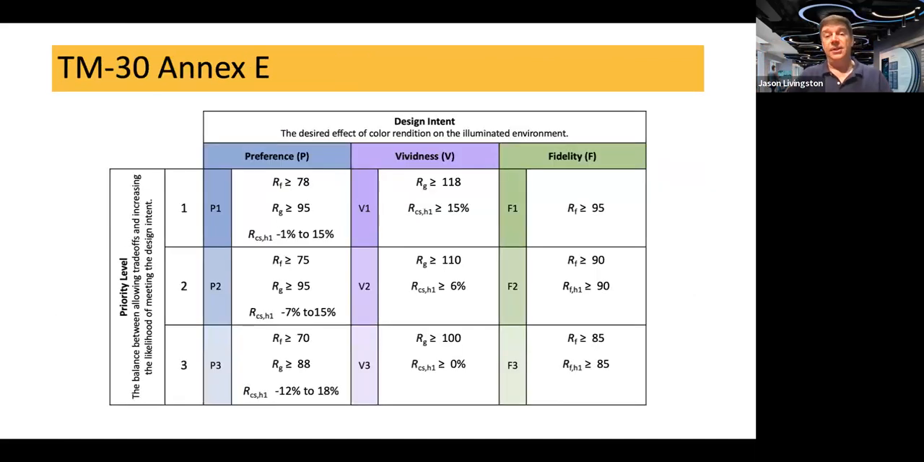Okay, so this table is in Annex E. I have a copy of it on the bulletin board next to my monitor. These are the values for Rf, Rg, Rcs,h1, and Rf,h1 that relate to preference, vividness, fidelity, and our three priority levels, right? So we could ask a manufacturer, please give me these four TM-30 values for a given fixture and light source combo, and then just take those numbers and look at these boxes and see where that light source falls.